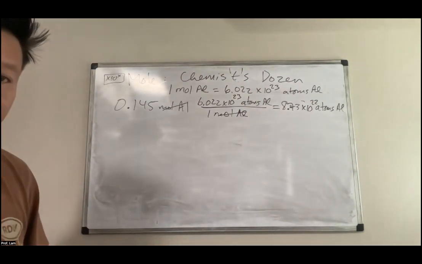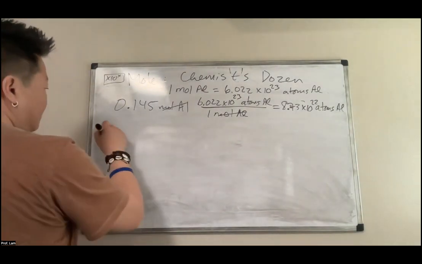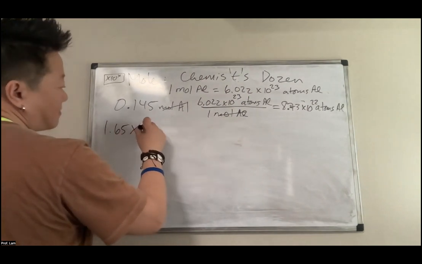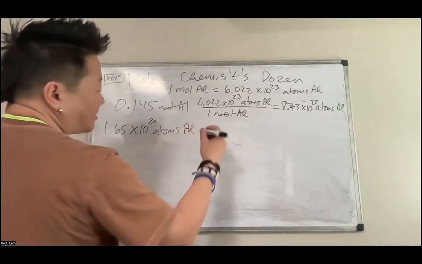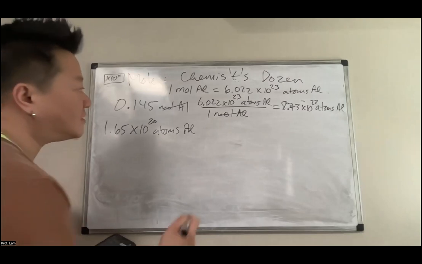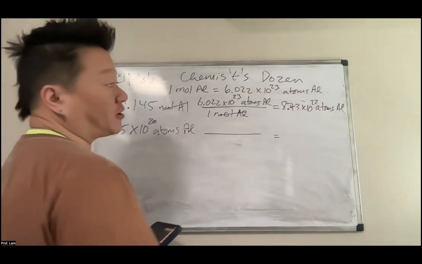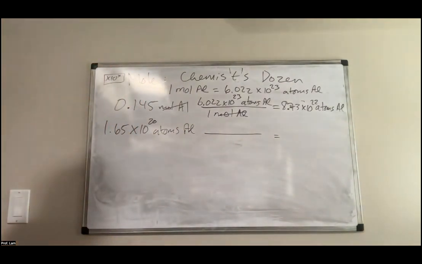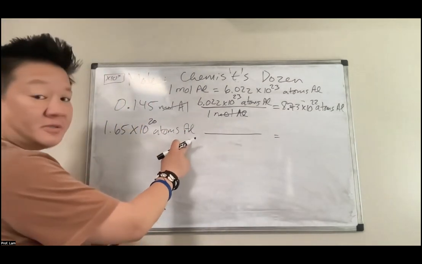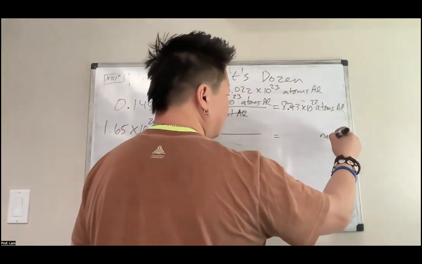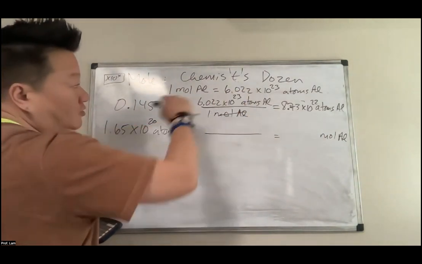Okay, let's do another example where we go the other way around. Just making up some numbers here, and you guys can do this too to practice. Just make up some numbers or grab some problems from the book, and just practice. So now we're asking 1.65 times 10 to the 20th atoms of aluminum is equal to how many moles of aluminum?